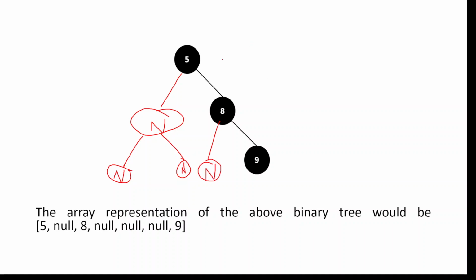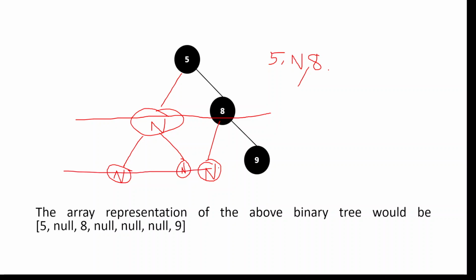Now, the first element of the array will be the root element, so I have 5. Now I move to the next level. Starting from left to right, the first element is null, so I store null in the array. The next element is 8, so I store 8. I have finished all the elements in level 1.